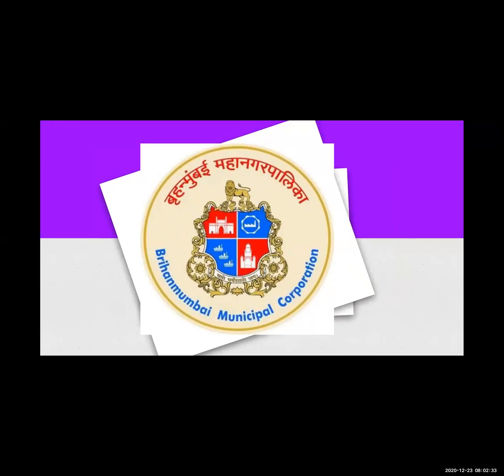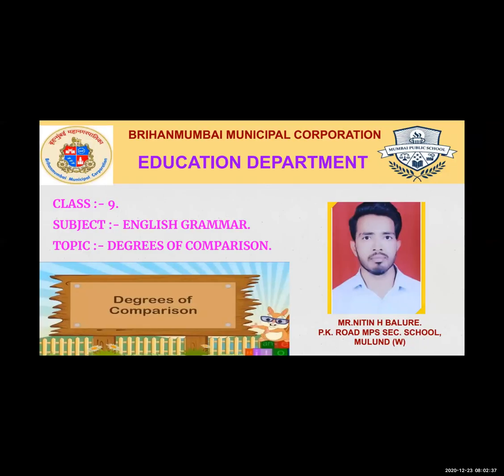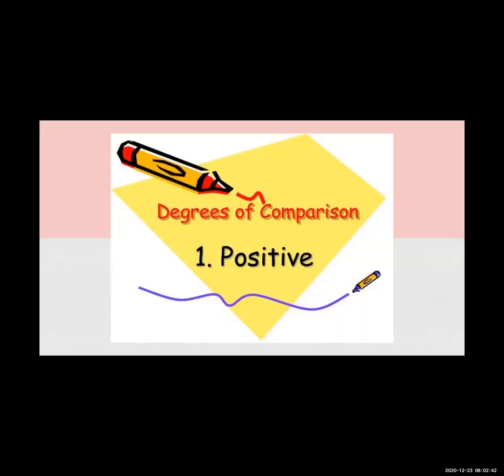As we are going to start degree of comparison, it is for ninth class. As I have said right now, there are many types in degree of comparison. Many means there are three types actually. Which are they and what are their main characteristics? We will begin with the first type, that is positive. It is called positive degree.